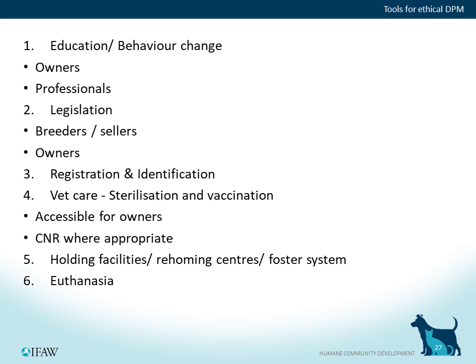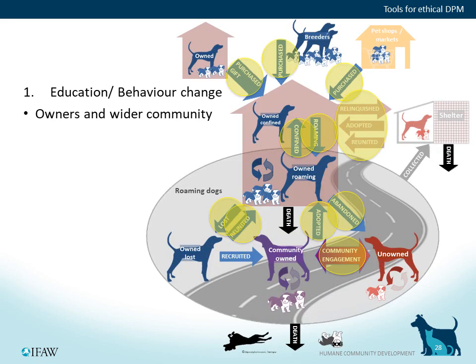We have 6 main areas for tools in ethical DPM, and I'm going to go through each one of these in turn. This first area of intervention is education and behaviour change of owners and non-dog owners in the wider community. And here I've highlighted the many processes that can be influenced by such tools. Now this is such a large and creative field, so gone are the days of relying on only leaflets and puppets in classrooms for education. Not to say that those aren't useful, but they're probably not sufficient on their own.